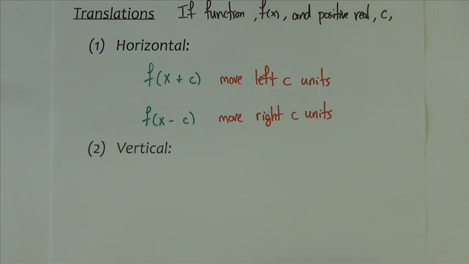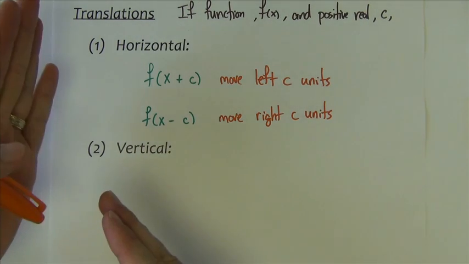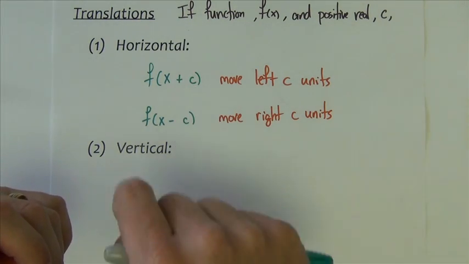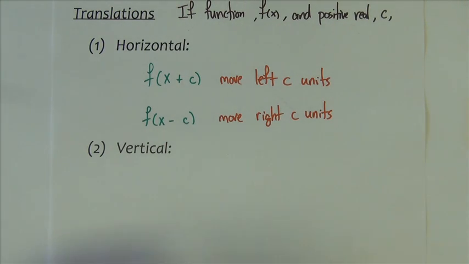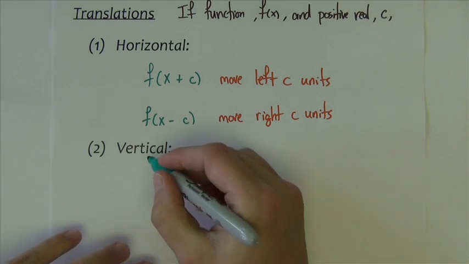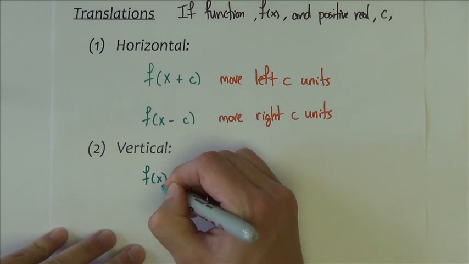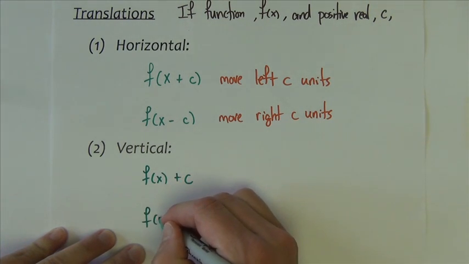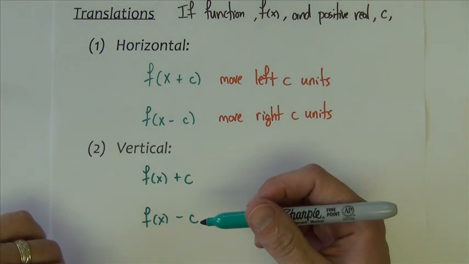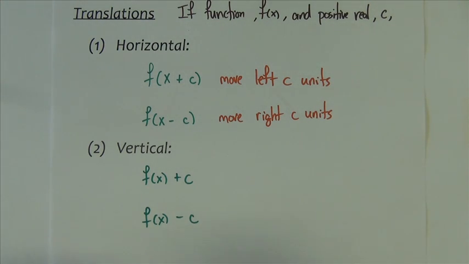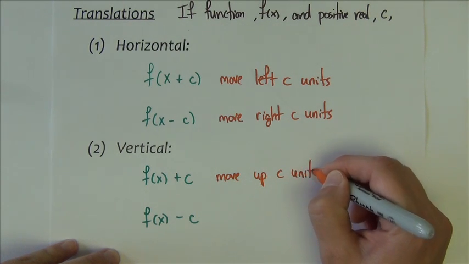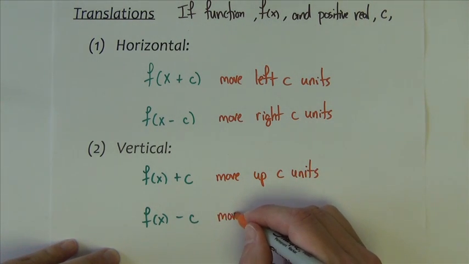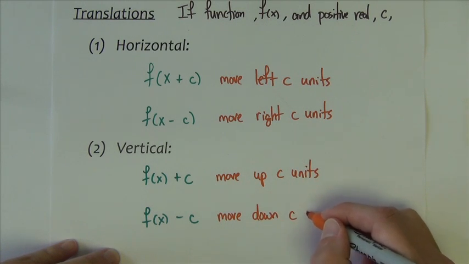I know that's kind of backwards from what you think. Left is the negative direction, yet it's plus inside, and the same is true here. Right is the positive direction, yet it's minus inside. For vertical you see it like this: f of x plus c, or f of x minus c. So here you see the plus or the minus c on the outside of the function. When you add, you move up c units. When you subtract, you move down c units.